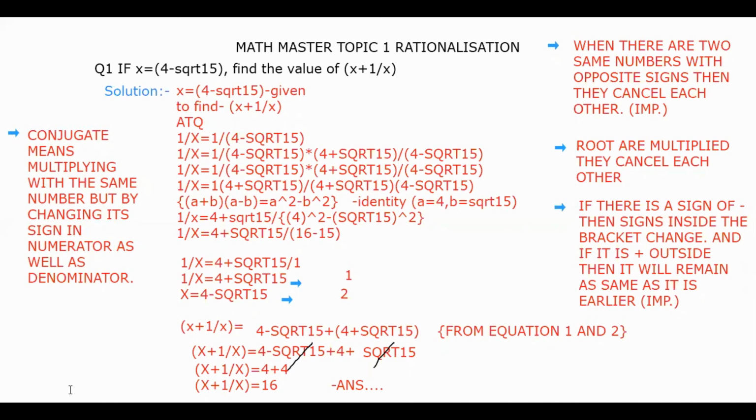So after rationalizing, we found the value of 1 upon x, that is 4 plus square root 15. We mark this equation as first, and as the value of x is given, we mark it as second. Now we have only put the values of both the things in one expression, and we have found the value of x plus 1 upon x. I hope that it has become very easy for you.